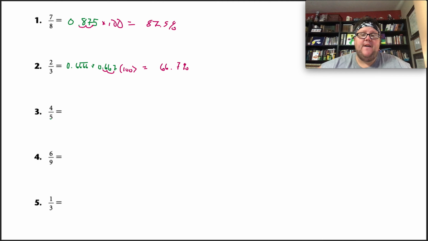4 divided by 5, 4 top divided by the bottom, 4 divided by 5 is 0.8. But what I like to do is I like to have 3 decimal places because it makes things a little bit easier. So I'm going to put 0, 0. So 0.800. Now I'm going to multiply that by, you got it, 100, which is as simple as moving the decimal place 2 places. So this is 80.0%, or just 80%.